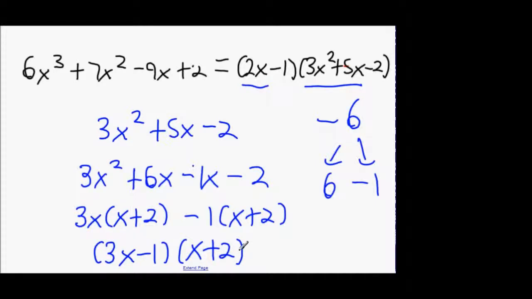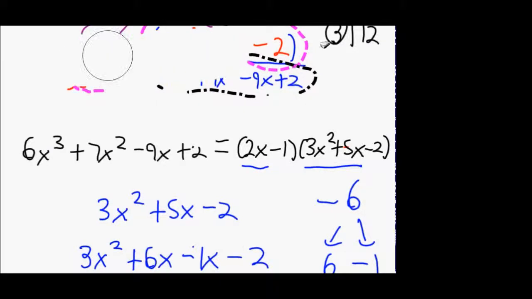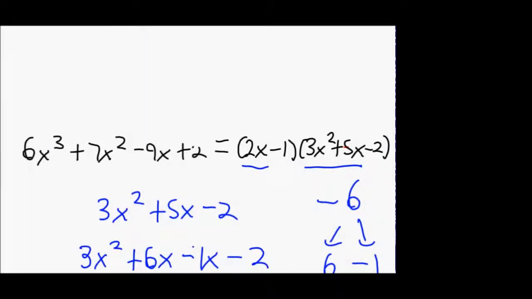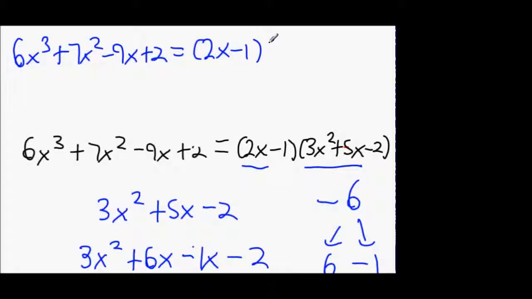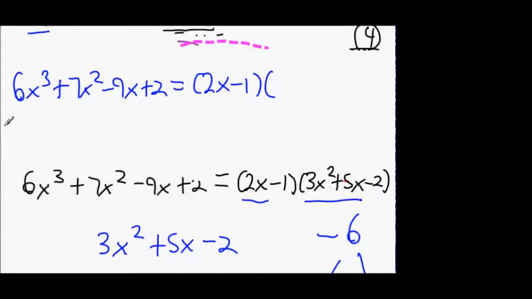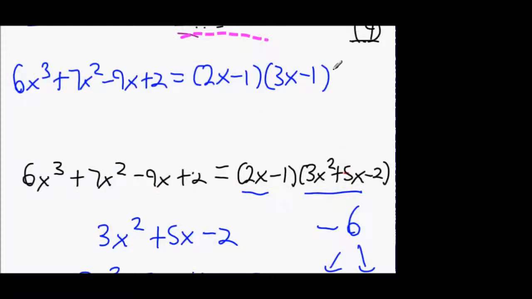Now, what that does, in effect, is this here, 6x cubed plus 7x squared minus 9x plus 2, is exactly the same thing as multiplying 2x minus 1 multiplied by 3x minus 1 multiplied by x plus 2. It's exactly the same thing. You have to get it in 3 brackets. Yeah, that's the first factor, that's the second factor, that's the third factor. Okay?